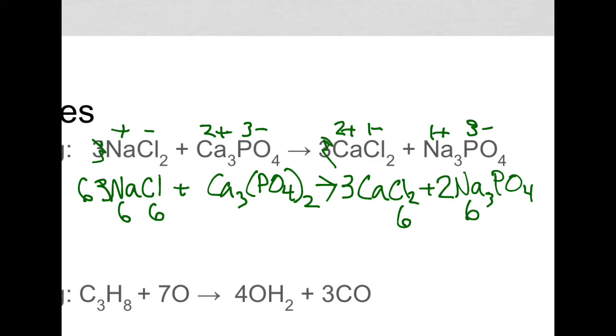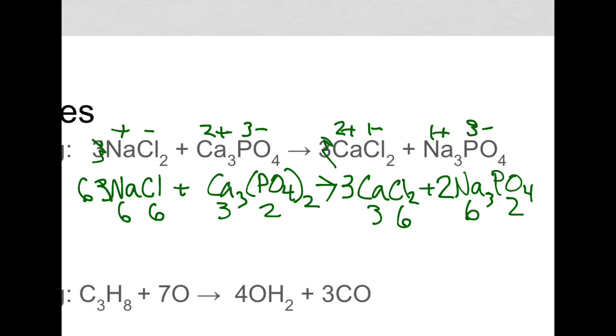Now I've jumped around quite a bit, so let's look back. 6 sodium. 2 times 3 is 6 sodium. 6 times 1 is 6 chlorine. 3 times 2 is 6 chlorine. So I'm good with so far what I've done. 3 calcium, 3 calcium, 2 phosphate, 2 phosphate. So now this is balanced.